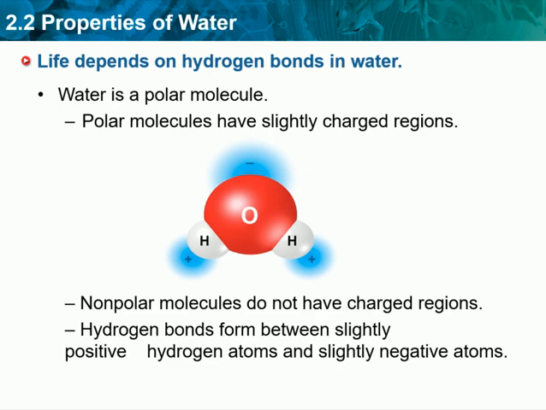Opposite charges of polar molecules can interact to form hydrogen bonds. A hydrogen bond is an attraction between a slightly positive hydrogen atom and a slightly negative atom, often an oxygen or nitrogen atom. Hydrogen bonding is shown among water molecules in figure 2-2 in your textbook. But these bonds are also found in many other molecules. For example, hydrogen bonds are part of the structures of proteins and of DNA, which is the genetic material for all organisms.